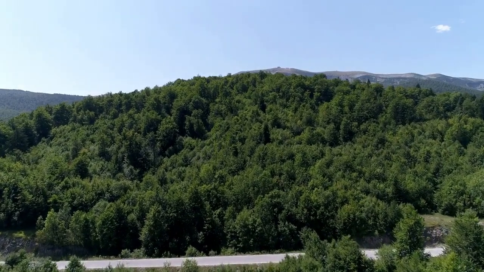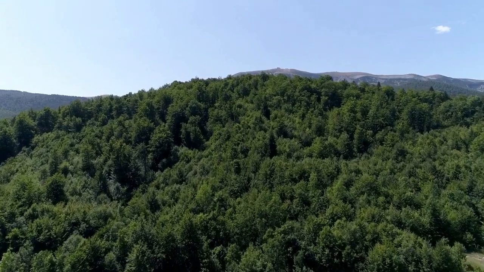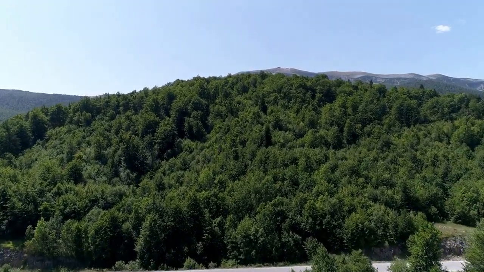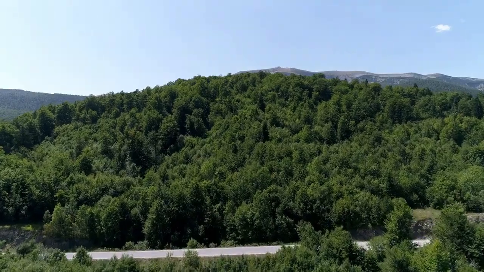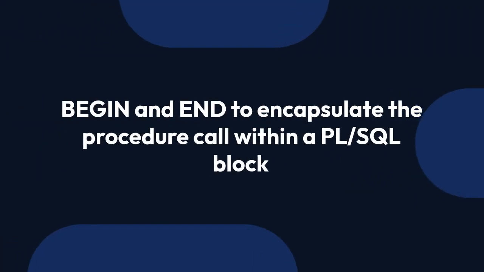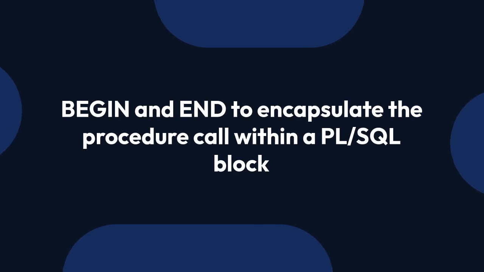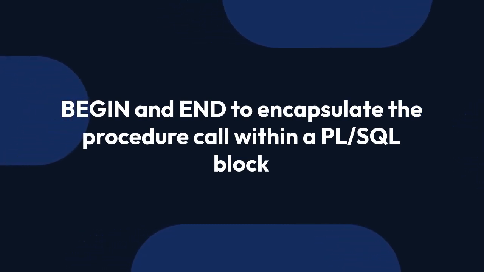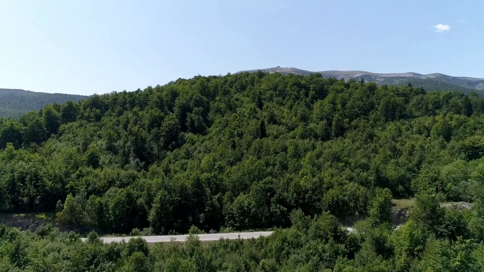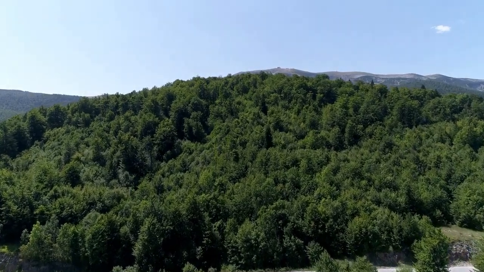This code first declares a variable, discounted_amount, then calls calculate_discount, passing in the order total and receiving the discounted amount back. Finally, it prints the result. Note the use of BEGIN and END to encapsulate the procedure call within a PL/SQL block, which is necessary when using DBMS_OUTPUT. Remember the slash at the end to execute the block.